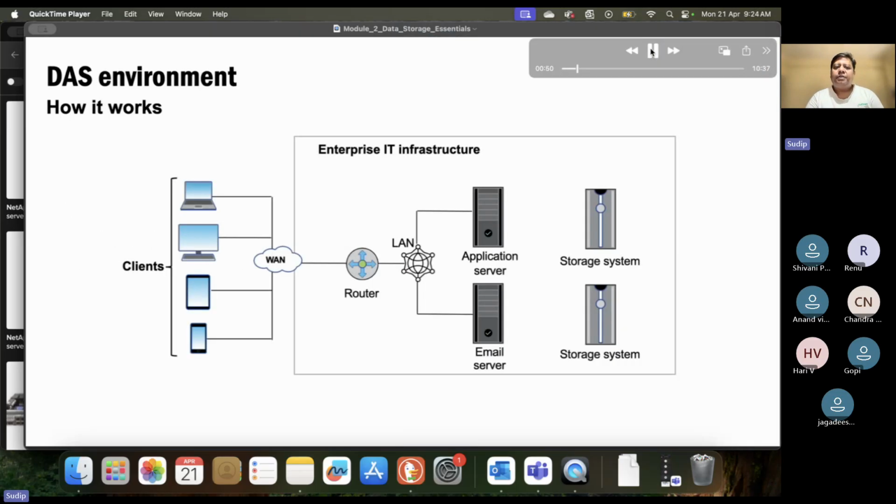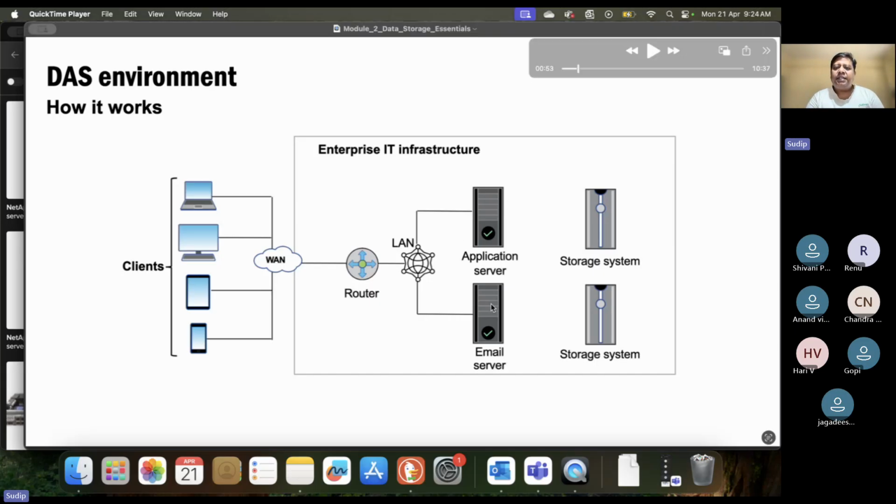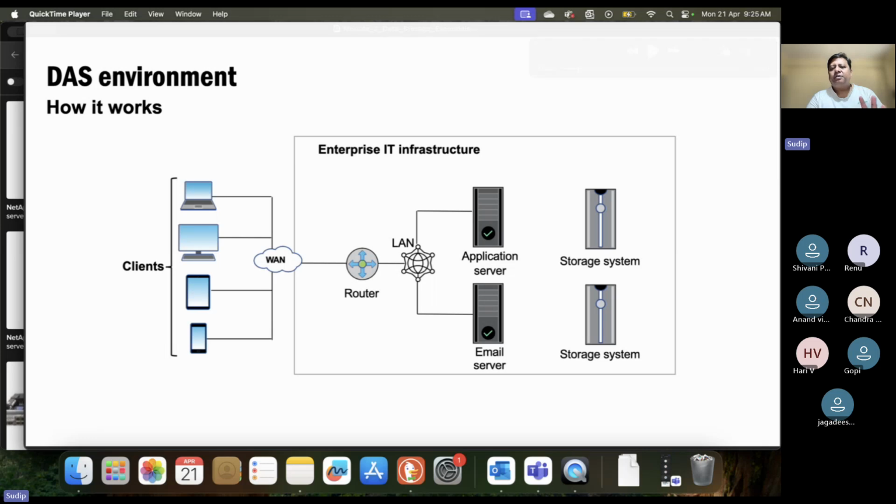All right. Now, how will the DAS environment work? DAS means direct attached storage, where the storage is directly attached to the workload servers or the application servers. In this example, we see typically how, and this is a very high level, uncomplicated diagram, inside the data center. Whenever you see a rectangular box like this, written as enterprise infrastructure, you can assume that the customer or the architect is saying that this is inside a data center.